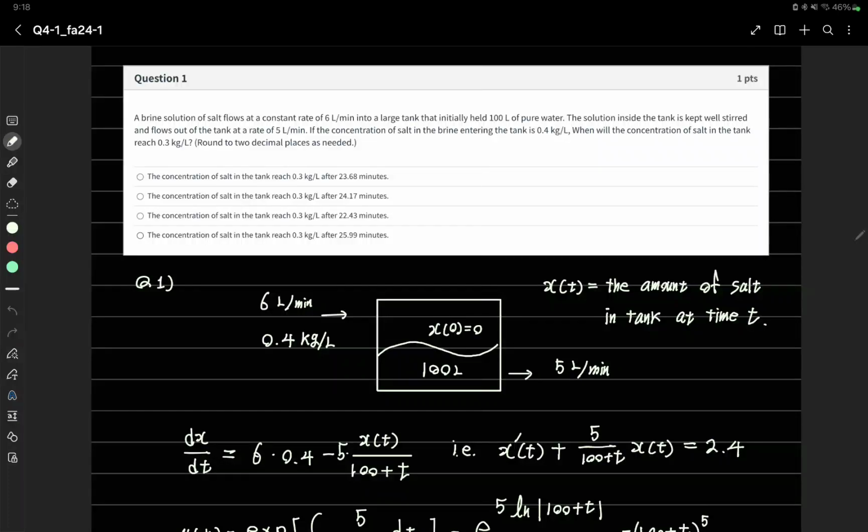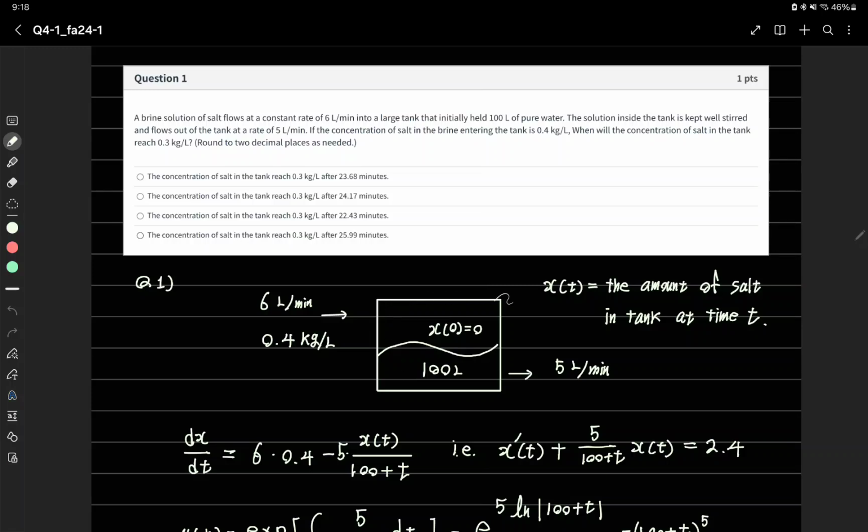Hello, in this video, I'm going to go over chemical mixture problems, which is an application of the first order ODE. Here is the question. A brine solution of salt flows at a constant rate of 6 liters per minute into a large tank that initially held 100 liters of pure water.